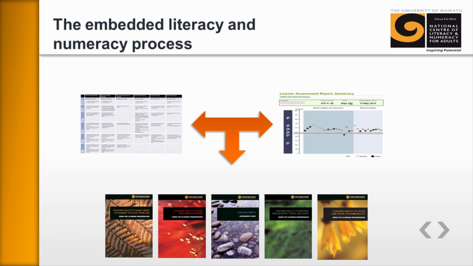The embedded literacy and numeracy process is made up of three equal components. Identify the three components of the embedded literacy and numeracy process. The three components are know the demands, know the learner, and know what to do. And there are resources that support each component. Know the demands, the Learning Progression Framework; know the learner, the assessment tool; and know what to do, the resource box. This resource covers the use of the assessment tool and the resource box.